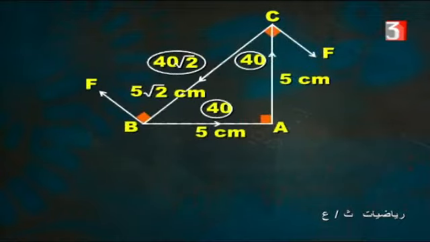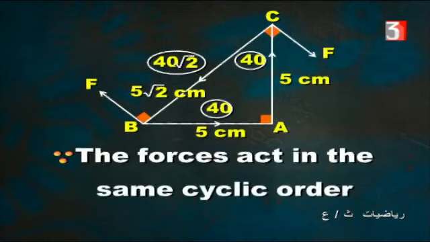Look at, my dear student, ABC, right-angled at A, isosceles, AB equals 5, AC equals 5. Then we deduce that BC equals 5 root 2. The two forces acting at C and at B form a couple. The forces act in the same cyclic order. 40 acts along BA, another 40 acts along AC, and the third force, 40 root 2, acts along CB. Look at BA, AC, CB, it is in cyclic order.